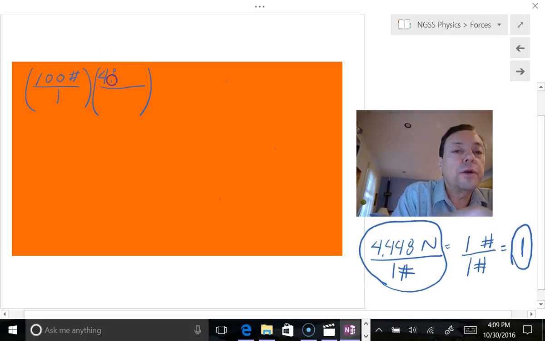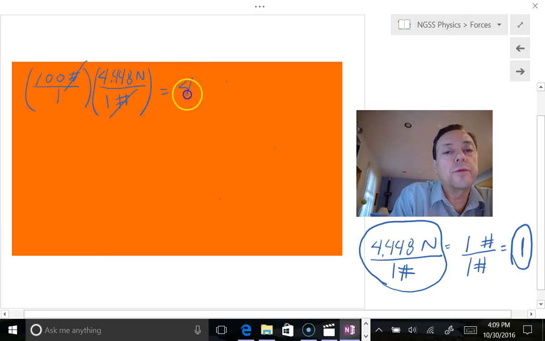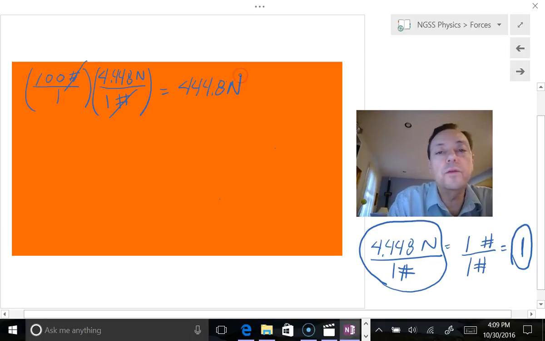So 4.448 newtons per 1 pound. Pounds divide out, and we're left with 444.8 newtons. So we converted from pounds to newtons.